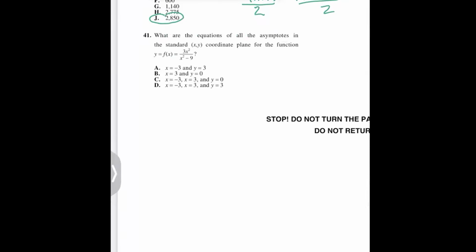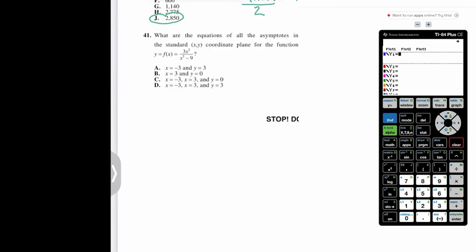What are the equations of all the asymptotes in this coordinate plane? So asymptotes are going to be kind of like your holes in your graph. And the simplest way to do it is to use your graphing calculator, which I think we all know how I feel at this point about graphing calculators. I love mine. I even have two, which is a little excessive, but that's okay. So what you're doing is you're just going to type it into your y equals area. This is something really good to practice, even on the simpler problems.